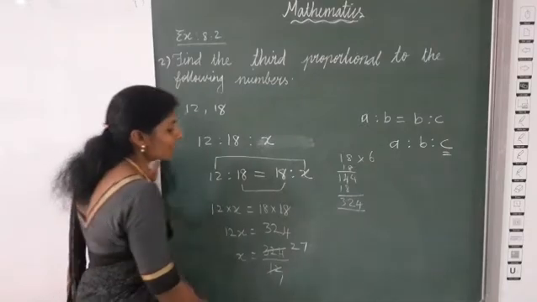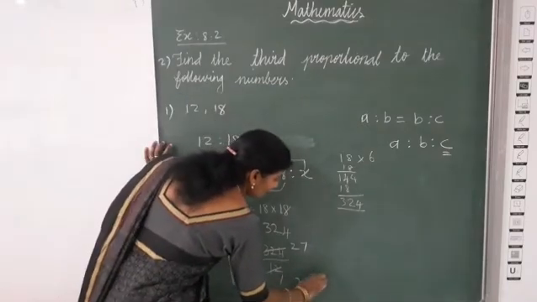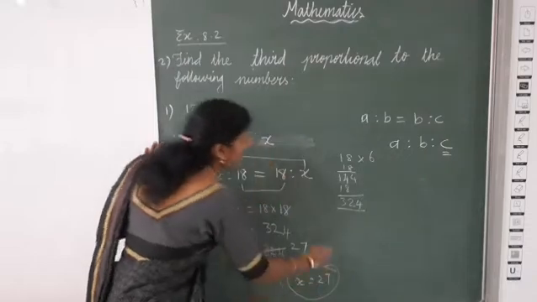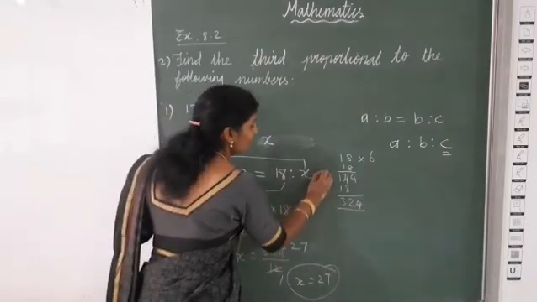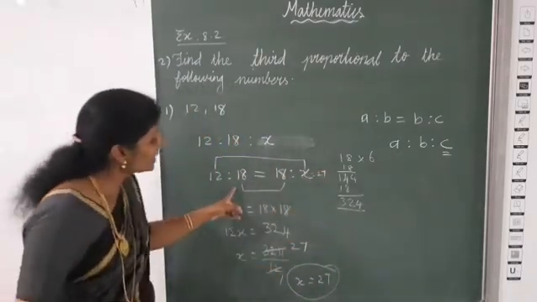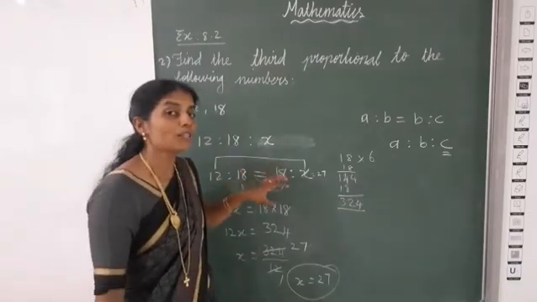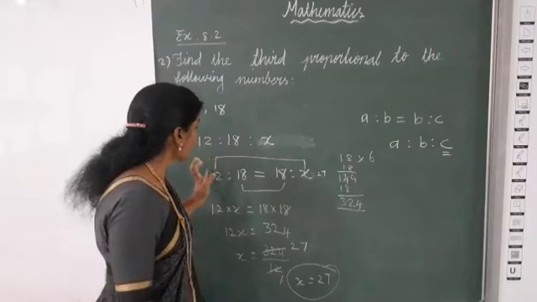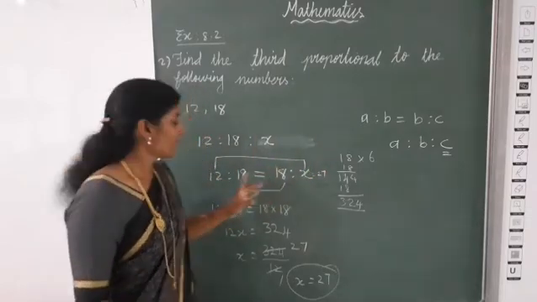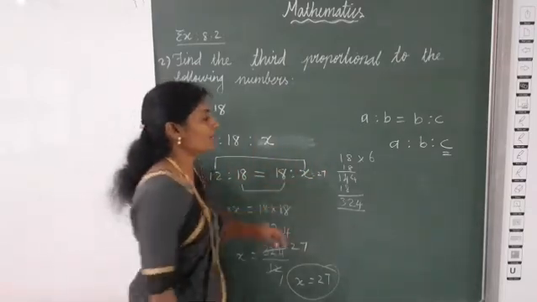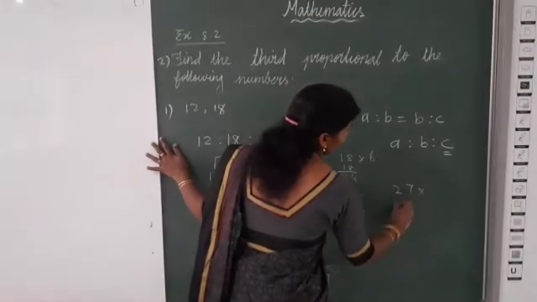So what is the third proportional? X is equal to 27. Here x equal to 27. Now 18 into 18 is equal to 324. The product of means is always equal to the product of extremes. Now we can say 12 into 27, 27 into 12.